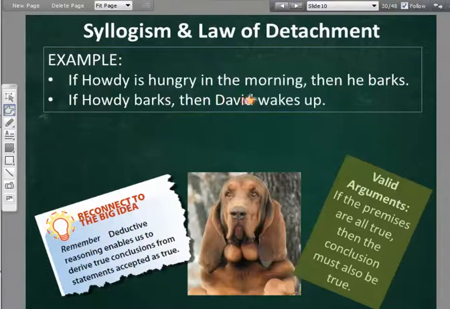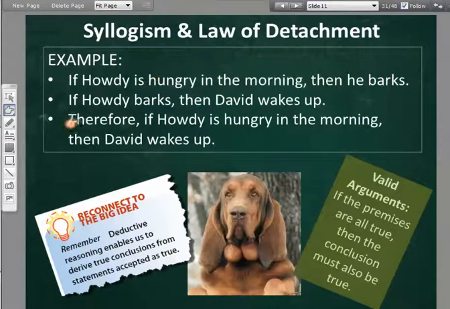If Howdy barks, then David wakes up. Howdy barks, if you look, is the B. David wakes up is the C. Therefore, if Howdy is hungry in the morning, then David wakes up. Howdy is hungry in the morning matches A in the first premise. David wakes up matches C in the second premise. So here's your conclusion: if A, then C.